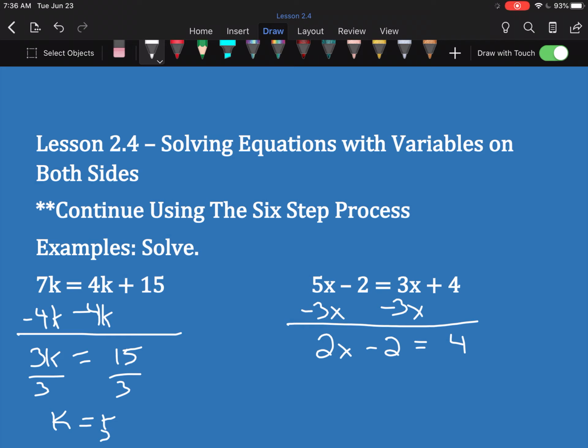Now I'm going to take the number terms and push them all to the right side. So this minus 2 is going to go across. This is a two-step equation that you're looking at now. We should be pretty comfortable dealing with these at this point. We're going to add 2 to each side, and that'll get us 2x equals 6. And of course, we will then divide both sides by 2 to get x being 3.